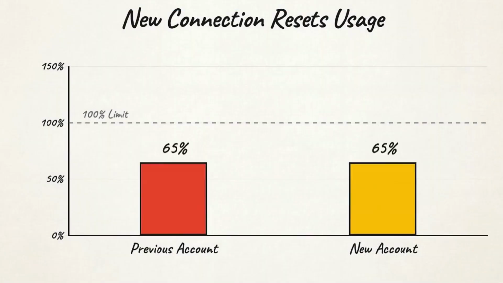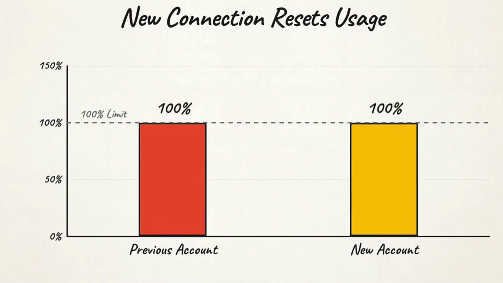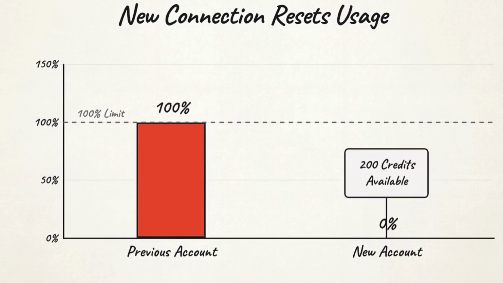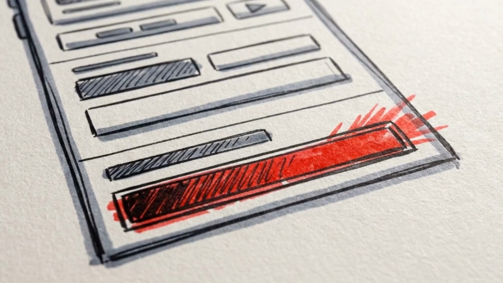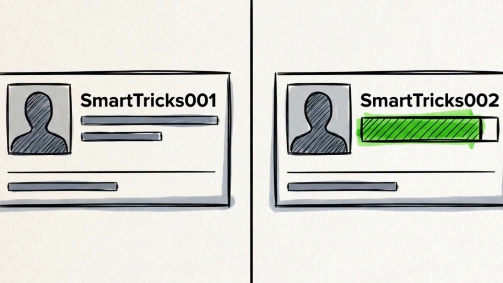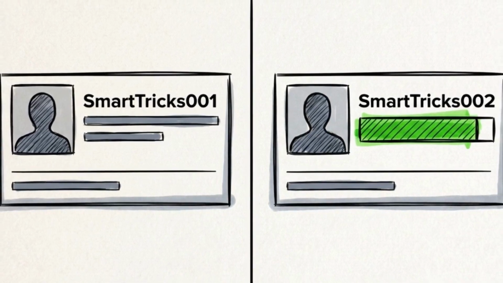This data visualization shows the immediate result of that new connection. Your Copilot Free usage drops entirely to 0%. Eventually, this secondary account will also hit its 200 credit limit. When it does, you will execute the repeat loop, moving to your 002 email address.